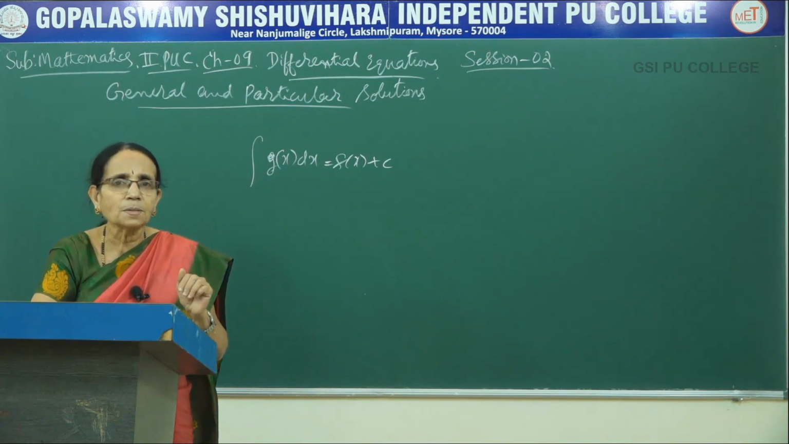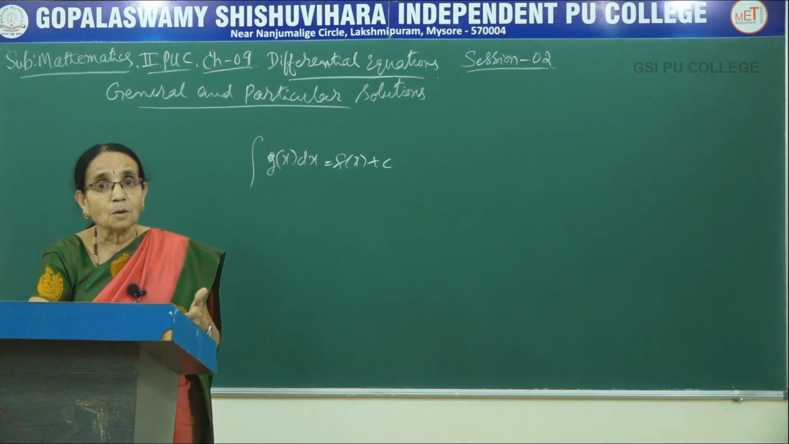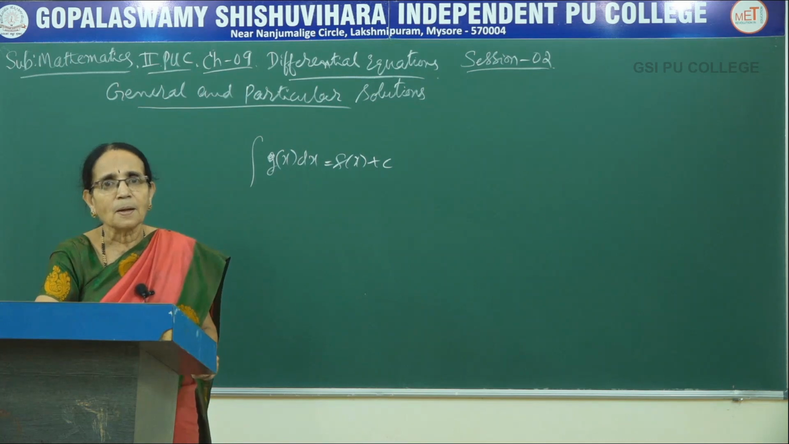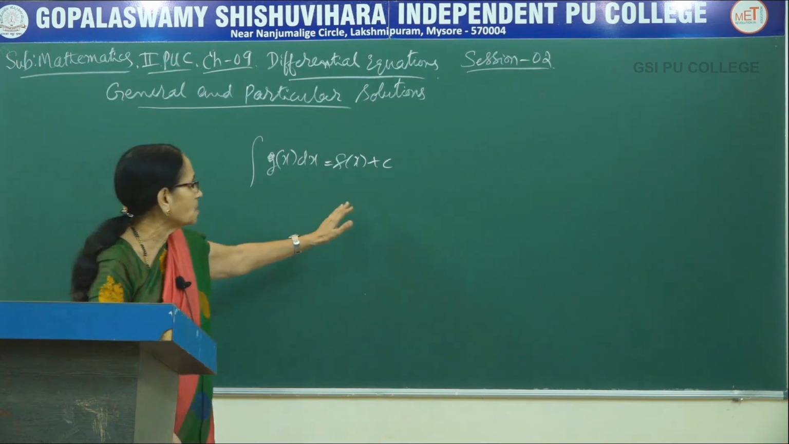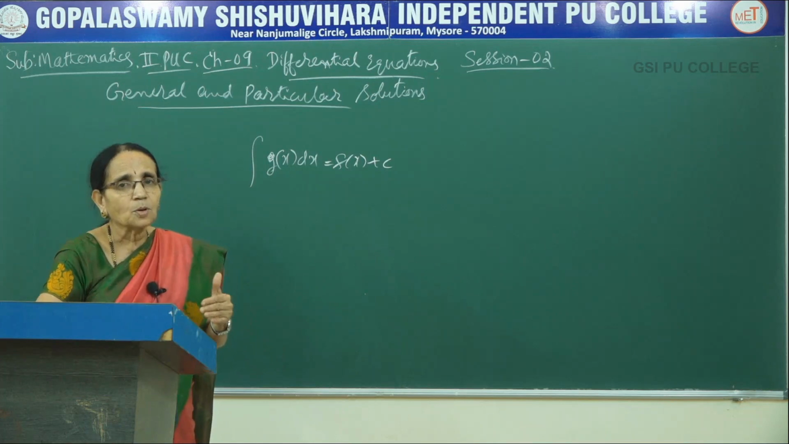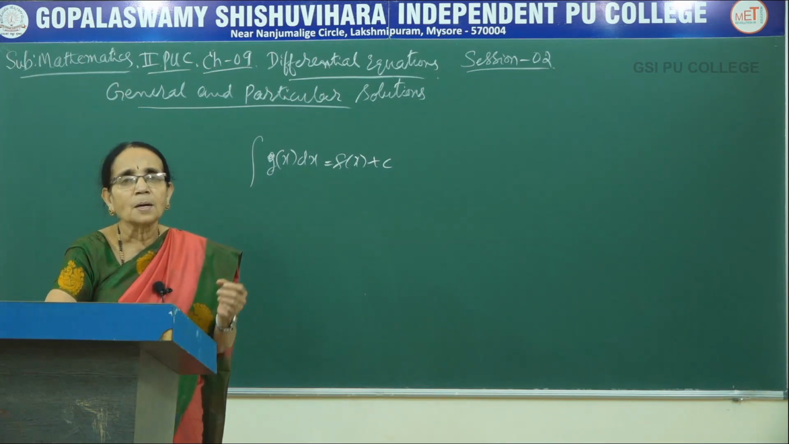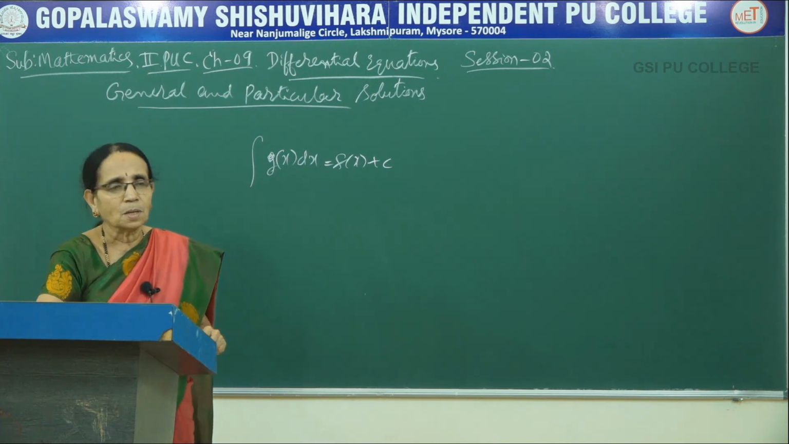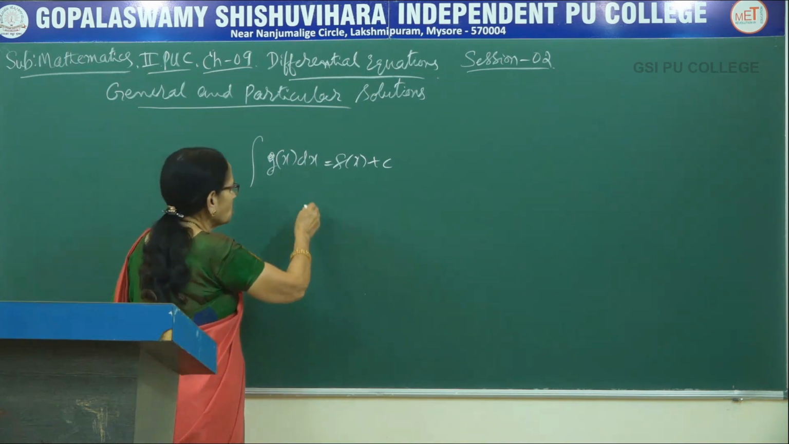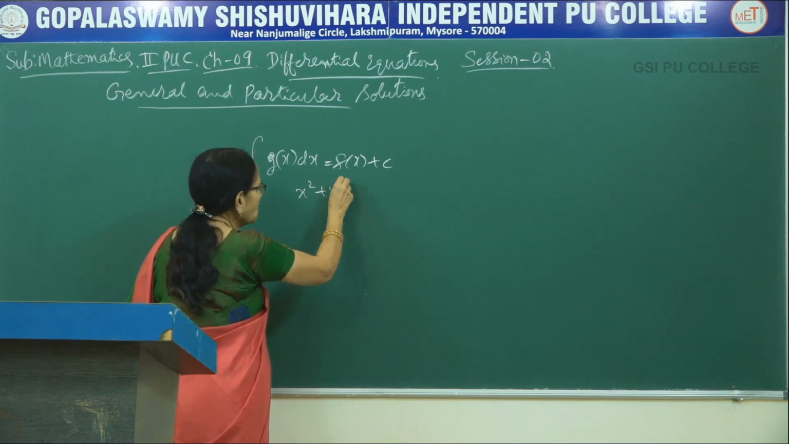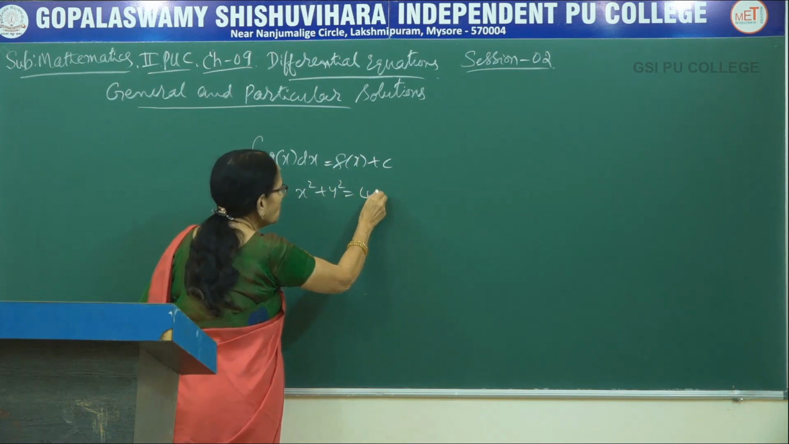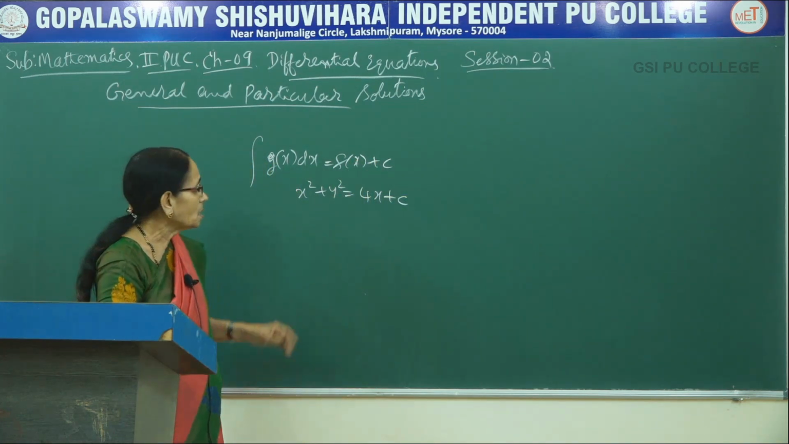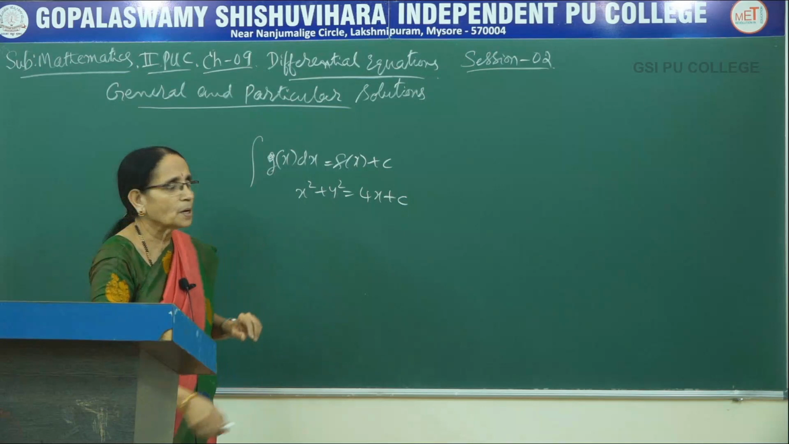Now, what do you mean by particular solution? Again, the word particular means it is only one solution we are getting. After integration, after getting this general solution, whenever you are asked to find the particular solution, the values of x and y would be given in the problem. Now, suppose you get some solution, for example, x square plus y square equals 4x plus c. Some random example. Here, the values of x and y would be given.